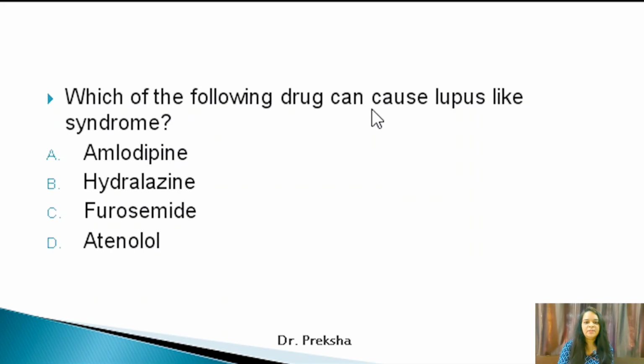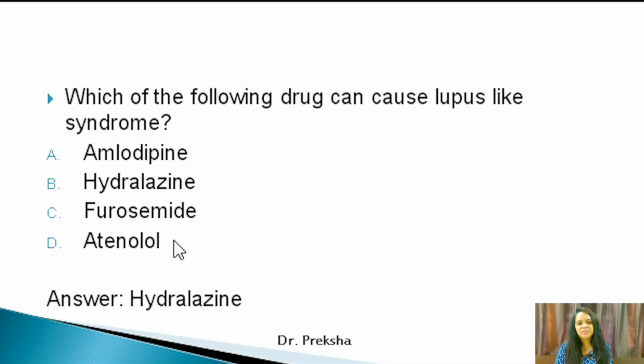Which of the following drugs can cause lupus-like syndrome? Amlodipine, hydralazine, furosemide and atenolol. Lupus-like syndrome is caused by hydralazine. So hydralazine is the correct answer. Amlodipine is a calcium channel blocker, so that does not cause this type of syndrome. Furosemide is a loop diuretic that also does not result in lupus-like syndrome. Atenolol is a cardioselective beta blocker, so that also does not result in lupus-like syndrome. So the correct answer here is hydralazine.